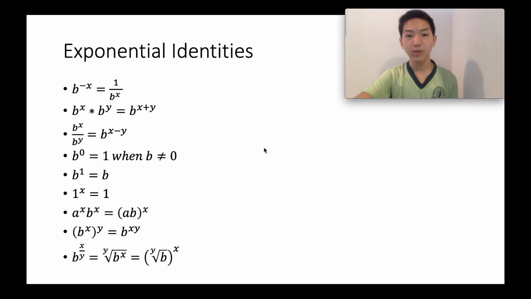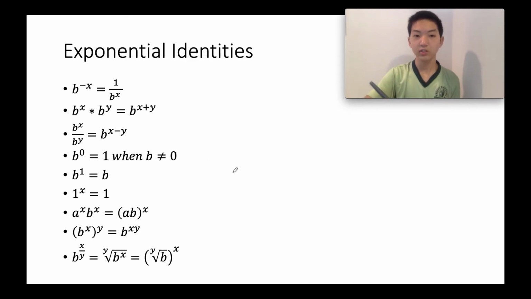So next up we have b to the 0 equals 1 when b is not equal to 0. So this is just any number or any variable taken to the 0 power, except for 0, is equal to 1. So if you see this, you know that would be equal to 1, assuming x is not equal to 0. If you see something like 100 to the 0 power, well, that'd still be equal to 1.